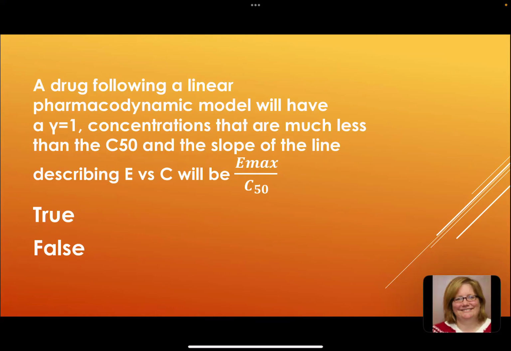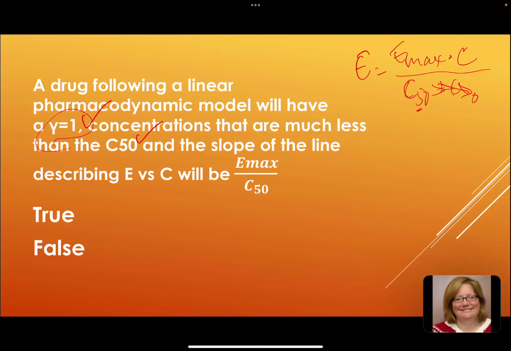Who wrote this thing? A drug following a linear pharmacodynamic model. Remember, that's the most simplified model. We start with the sigmoid Emax, and then linear is when E is equal to Emax times concentration over C50 plus concentration, and the gamma is 1, right? So gamma is 1, and the concentrations that we achieve are much less than the C50, so this falls out of the equation. That's what makes it linear. So that's true.